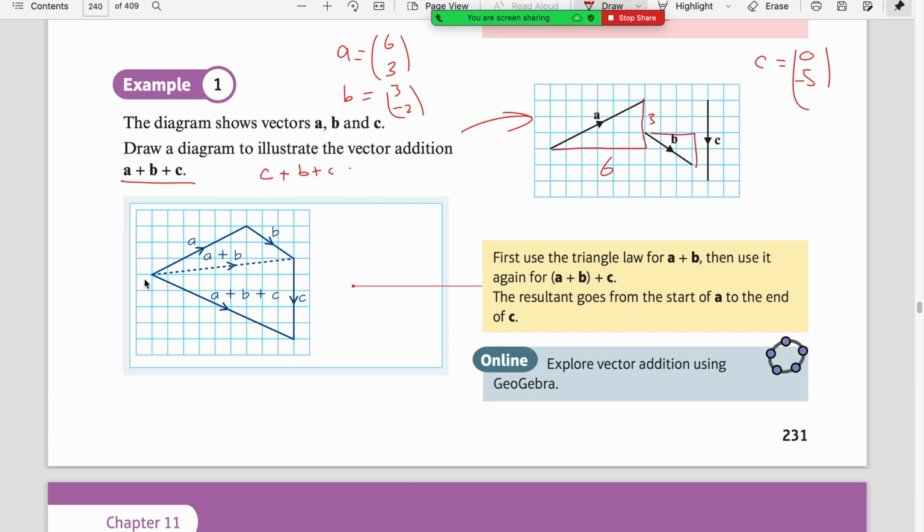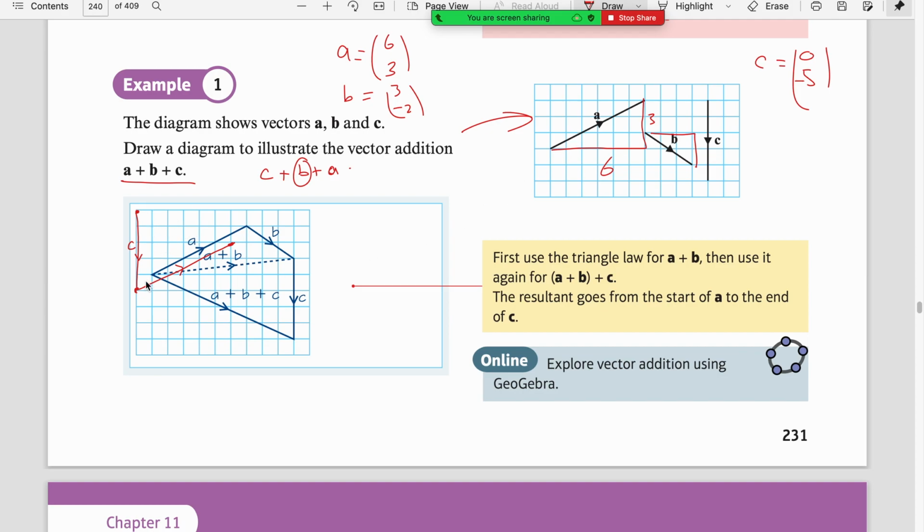So first, if I draw C, suppose I start from here and I know that it is 0 minus 5. So 1, 2, 3, 4, 5. 5 units down, this comes right here. This is C. Then I add B in it. B, I know it is 6, 3. So moving 6 units to right, 1, 2, 3, 4, 5, 6. 6 units right and 3 units upwards. So I come over here. This is C plus B. Then another addition of A.